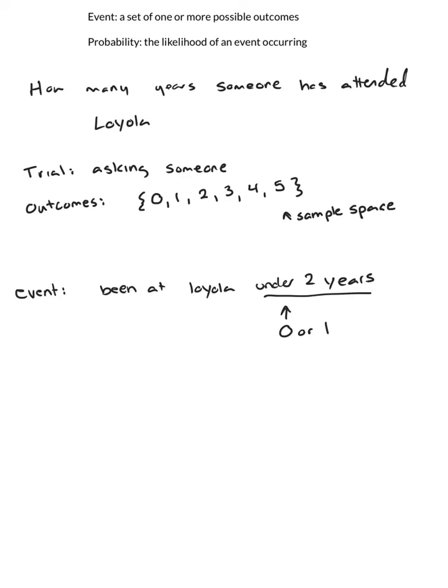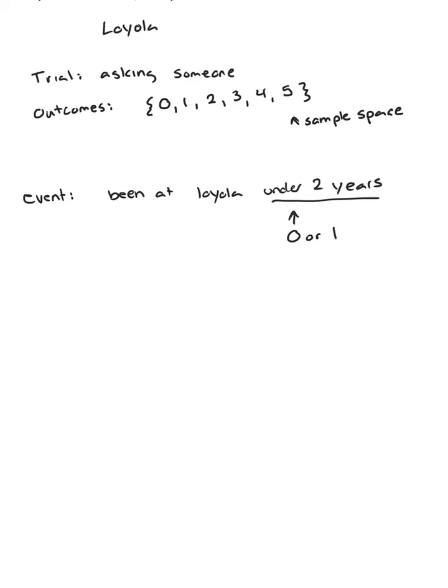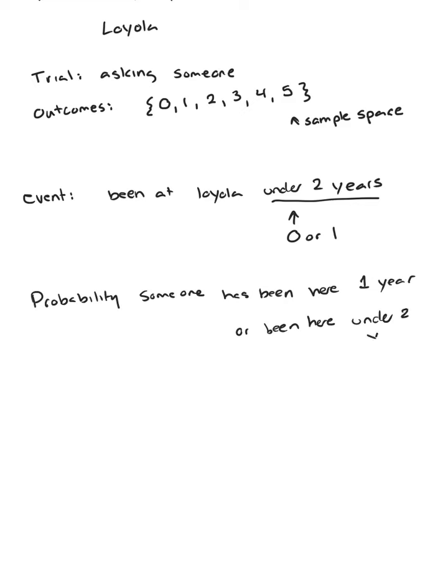Now, the probability would be the likelihood that this happens. So, for instance, if I want to look at the probability someone has been here 1 year. Or I could look at been here under 2 years. So once again, this would just measure the likelihood that this would actually happen.